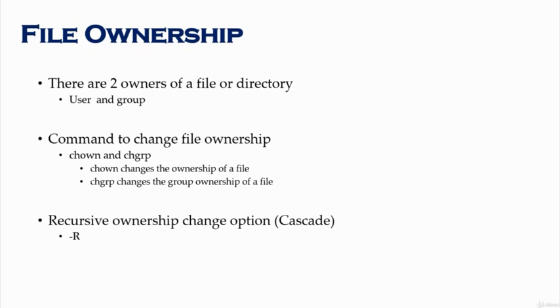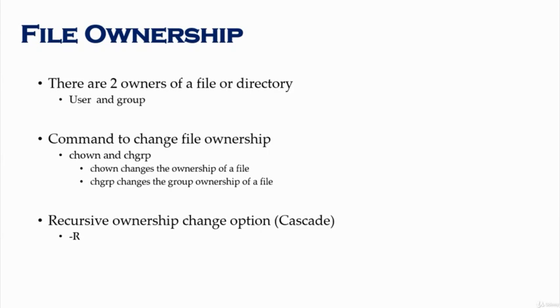Recursive ownership change option. If you use the option -R in uppercase with chown or chgrp, it will not only change that directory, but also all the files and directories within that parent directory.